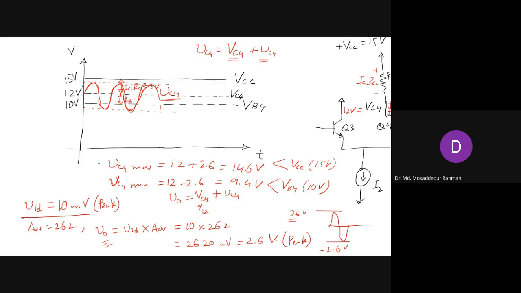So is that okay, or will there be any problem because of this? A problem in biasing. What problem? What problem will we have? We'll go into the cutoff region.